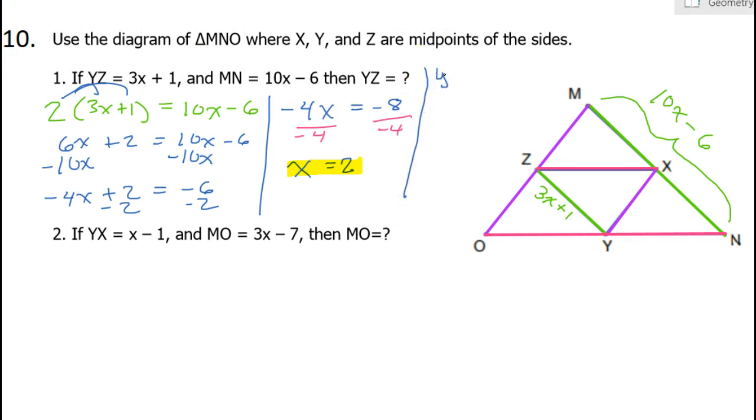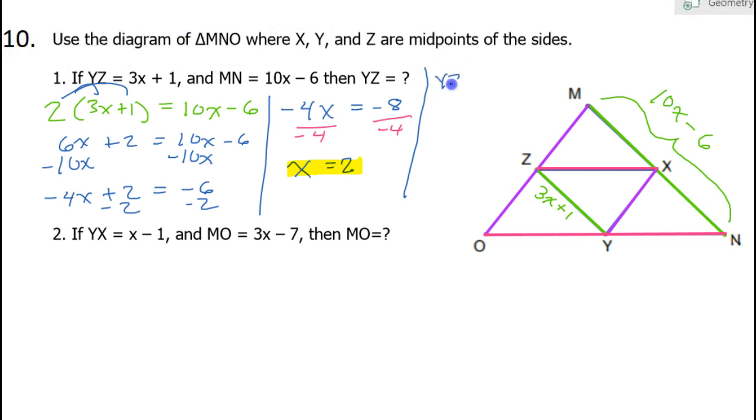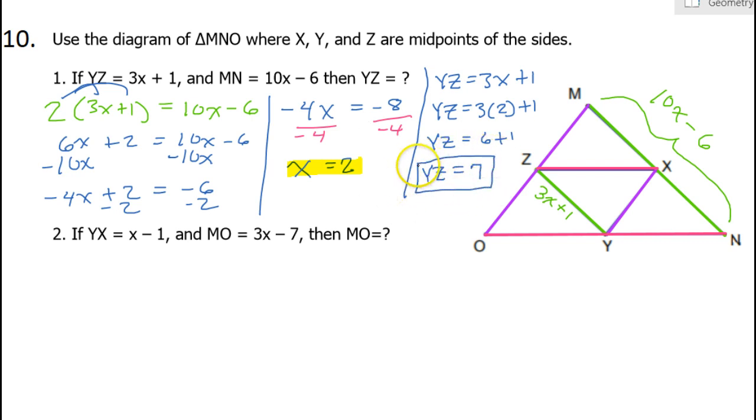Okay, so from the beginning, we were told that YZ is equal to 3x plus 1. That means that YZ should now equal 3 times 2 plus 1. Which means that YZ should equal 6 plus 1, which means that YZ should equal 7. So that is the actual answer.